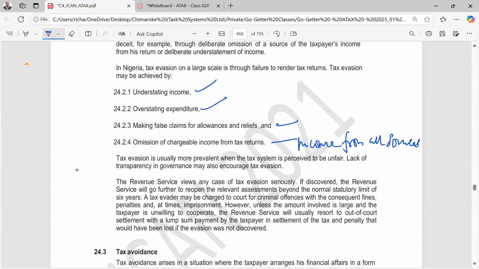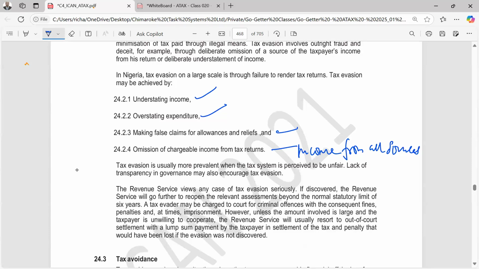Now, tax evasion is usually more prevalent in a tax system that is perceived to be unfair. The lack of transparency in governance may also encourage tax evasion. So generally in Nigeria, people will think that the tax system is not fair. How can I be working and be paying a whole 30% to government? My business needs expansion. Now government has reduced it to 20%.